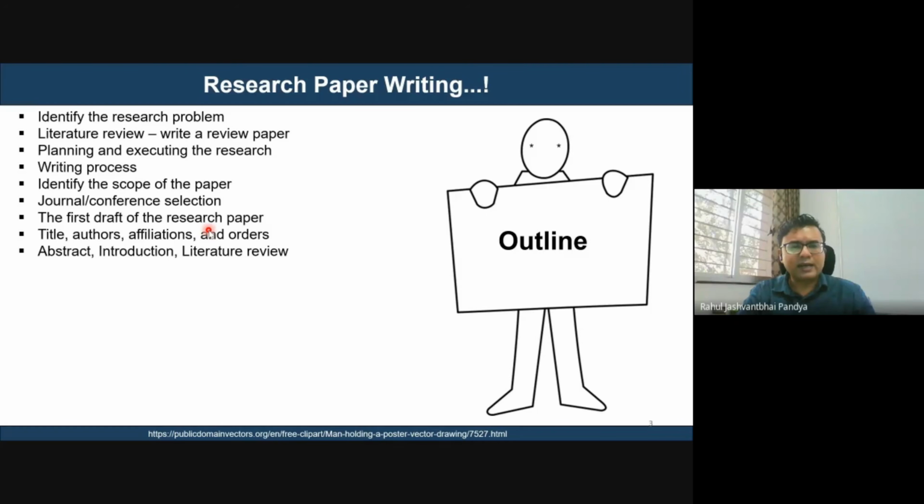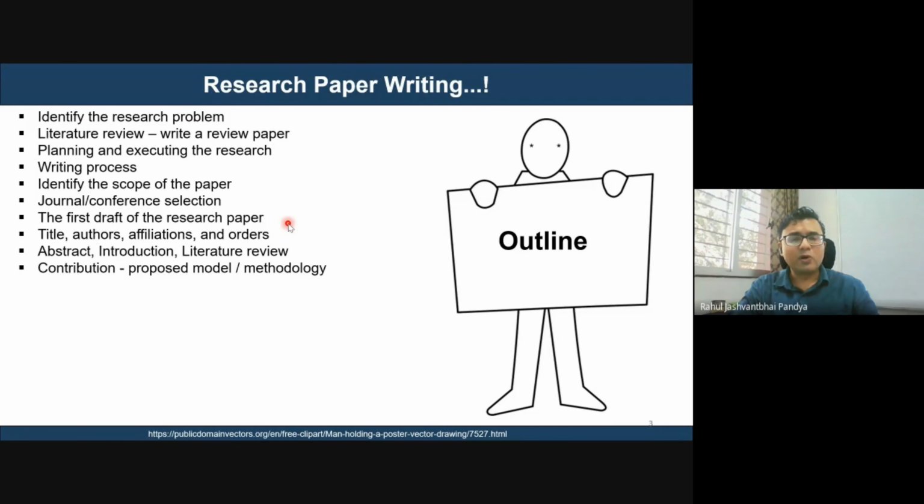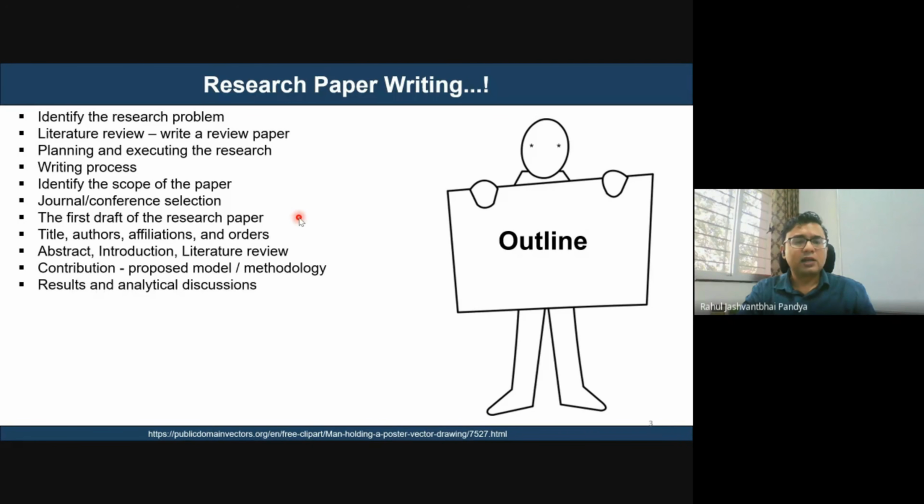Later come the abstract, the introduction, and the part on existing work, which can be included in the literature review. Subsequently comes the contribution, which is the proposed model, methodology, strategies, or algorithms. Different things. That is the core section of anyone's paper. What are the research contributions that go under that section?